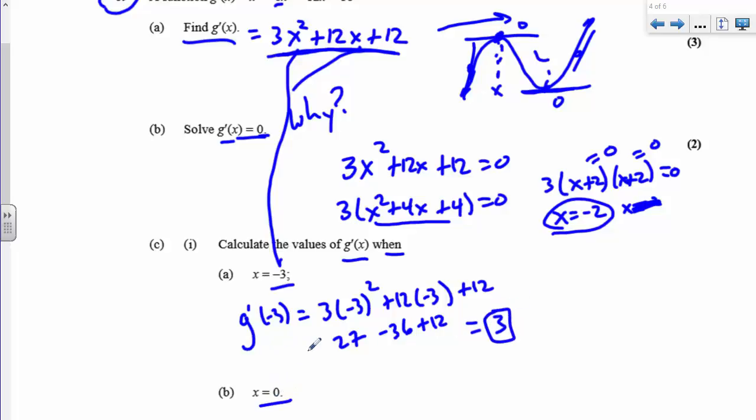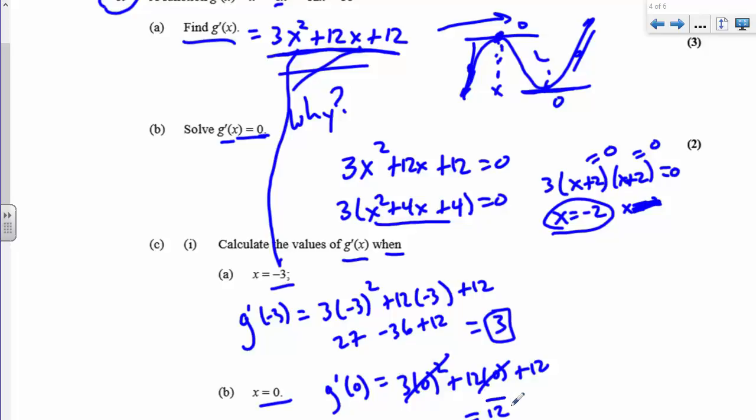Now they want me to plug in 0. For the same derivative, I'm going to plug in 0. If I plug that in, I'll get 3 times 0 squared plus 12 times 0 plus 12. Remember, I'm plugging it back into the derivative. This is nothing, so this answer will be 12. That's the solution for this one.